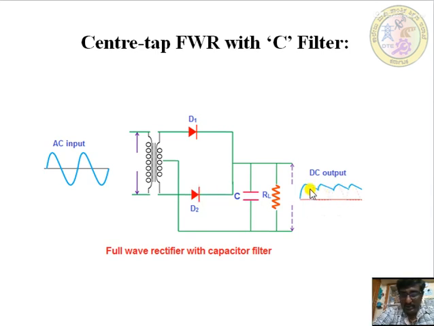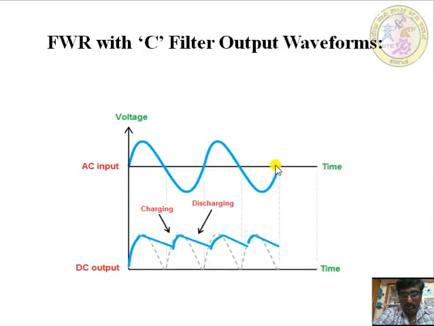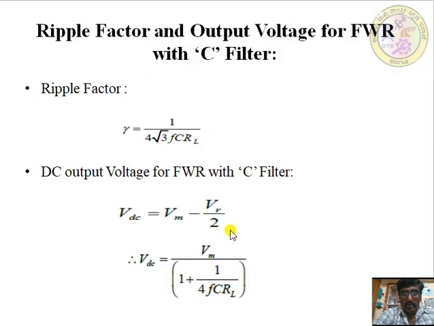So this one is the DC output, only the peak to peak, that is, during the charging as well as the discharging of the capacitor we get this. Charging as well as discharging happens during the negative cycle also. So the curves we get take only the peak to peak voltage. This is the formula: gamma is equal to 1 by 4 root 3 Fc RL for the full wave rectifier, and the filter DC output voltage is given by VDC equal to Vm divided by 1 plus 1 divided by 4 Fc into RL.